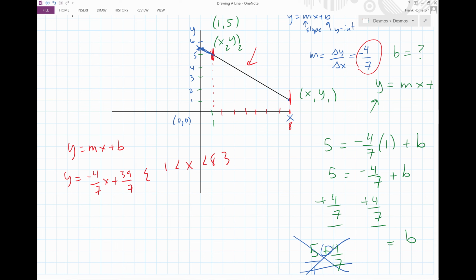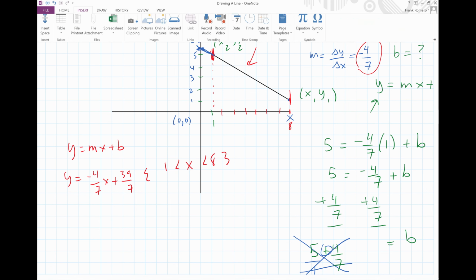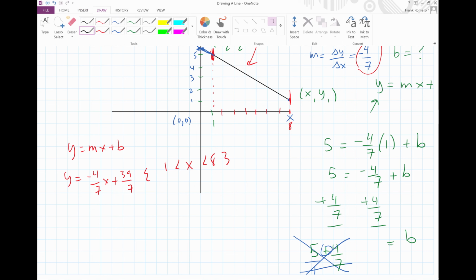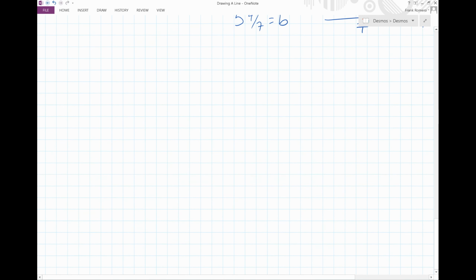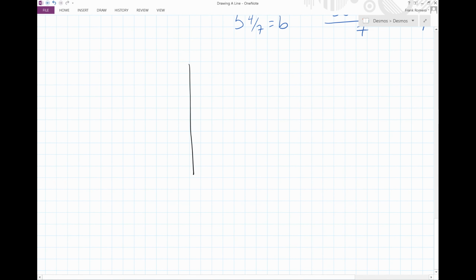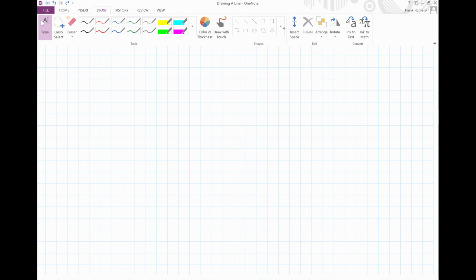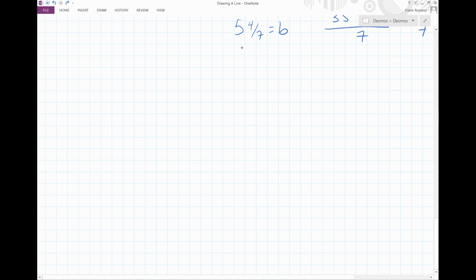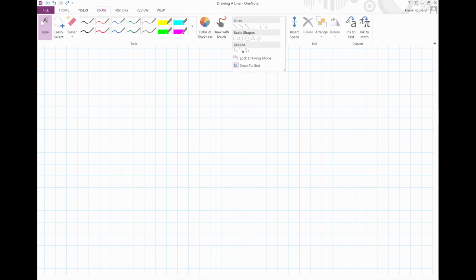Let's try another one. Let's try to draw another one. Let's move over here. Oh, that didn't work. That's okay, I'll try again. There we go. Oh no, let's do that again. Over here, we'll get it right.